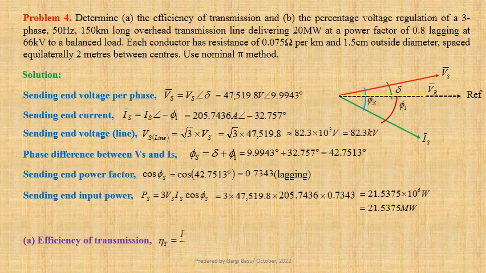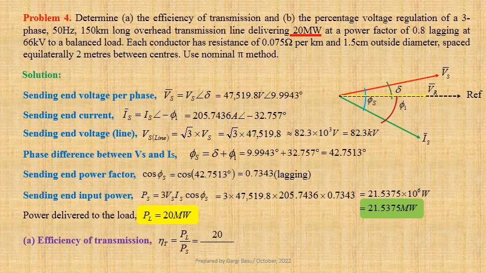Let us now determine efficiency of transmission. Eta T equals PL divided by PS. Given power delivered to the load, PL equals 20 megawatts. Therefore, eta T equals 20 divided by 21.5375. That gives us 0.9286 per unit or 92.86%.